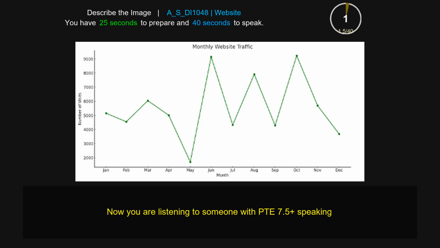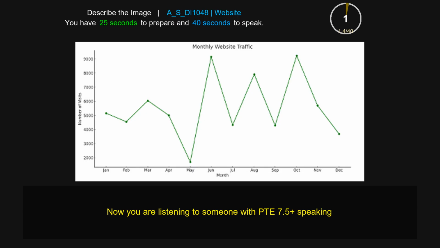The image provided is a line graph which gives information about monthly website traffic. While the x-axis represents month, the y-axis shows number of visits. It is evident that June has the highest visits, at around 9,000. In contrast, May has the fewest visits, at around 2,000. Another noteworthy point is that October is in second place, at slightly less than 9,000. Overall, this image clearly illustrates monthly website traffic.